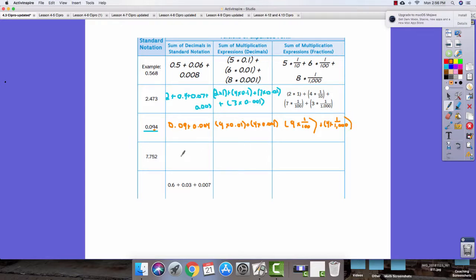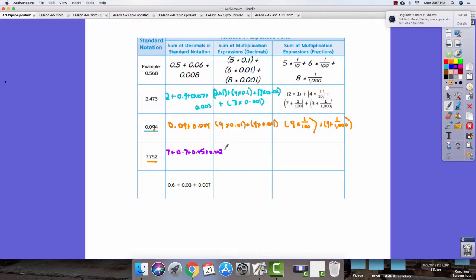Okay, so you should be getting the hang of it. Let's do this one here as another example. Put this one in purple. So here I have 7 and 752 thousandths. So again, I have 7 ones, so that's just like, say, 7 plus 7 tenths plus 5 hundredths plus 2 thousandths. Okay.